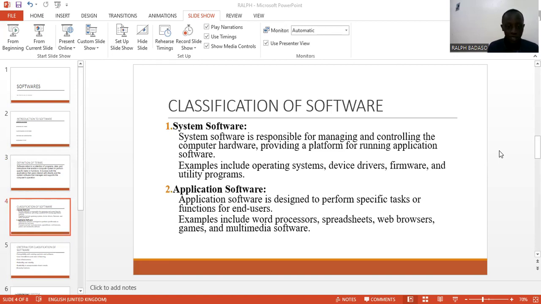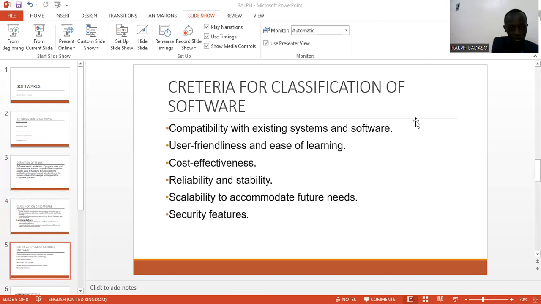So application software, the second classification of software. Application software is designed to perform specific tasks or functions for the end user. For example, word processors and spreadsheets, web browsers, games, and multimedia software. These are the types of software that the user installs after acquiring the computer itself. So let's continue. Criteria of classification of software.